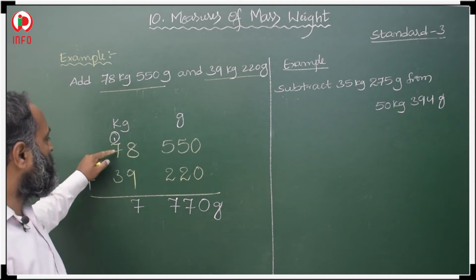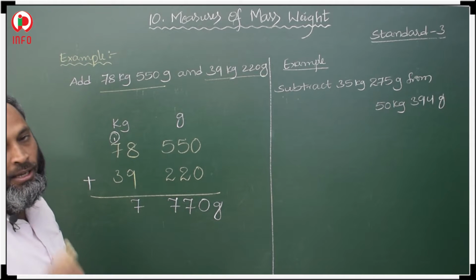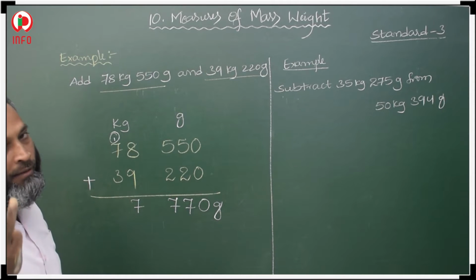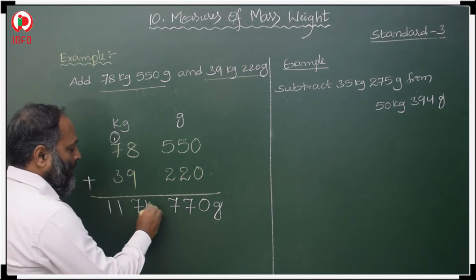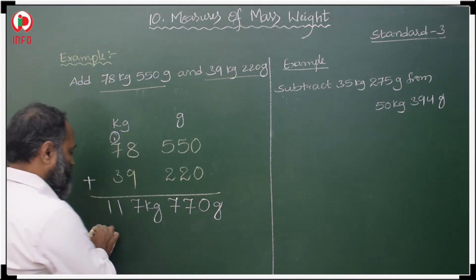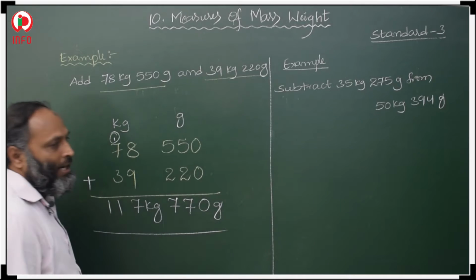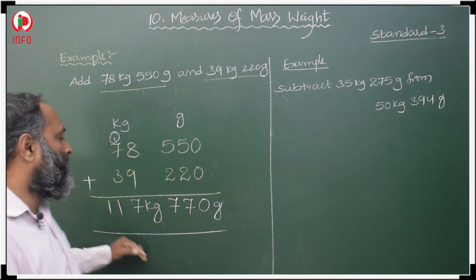Now 7 plus 1, 8. 8 plus 3, 9, 10, 11. So 170 kilograms, 770 grams. So this is our addition. When the kilograms and grams combination is there, this is the method to add.